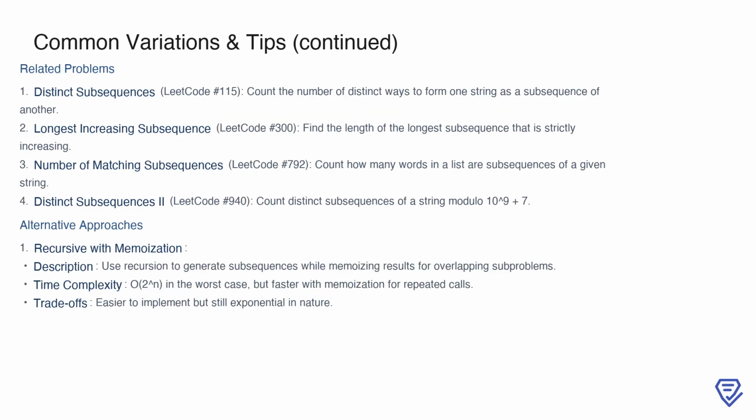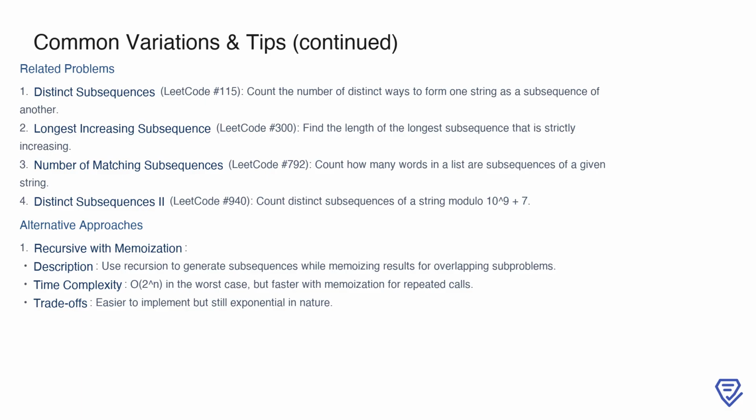Exploring related problems can enhance your understanding of subsequences. For instance, the distinct subsequences problem, LeetCode number 115, asks how many distinct ways one string can be formed as a subsequence of another. Then there's the longest increasing subsequence, LeetCode number 300, which focuses on finding the length of the longest subsequence with strictly increasing values. Another interesting problem is LeetCode number 792, number of matching subsequences, where you count how many words in a list are subsequences of a given string.